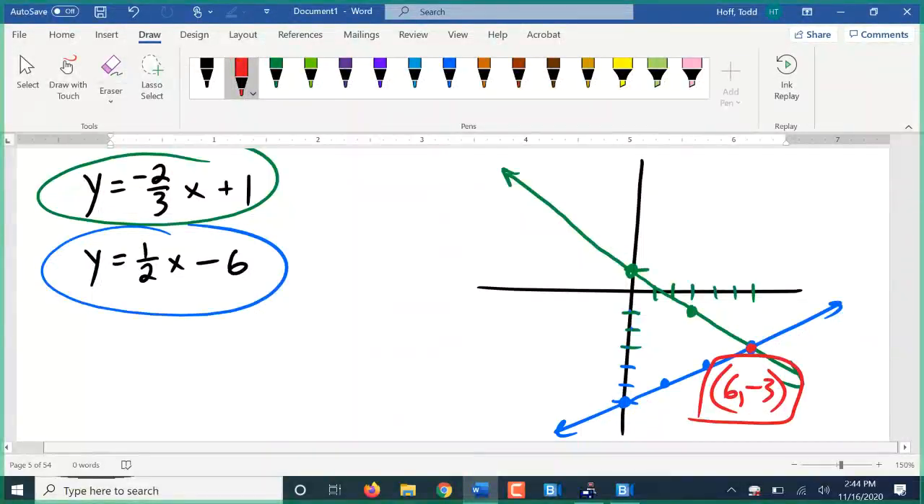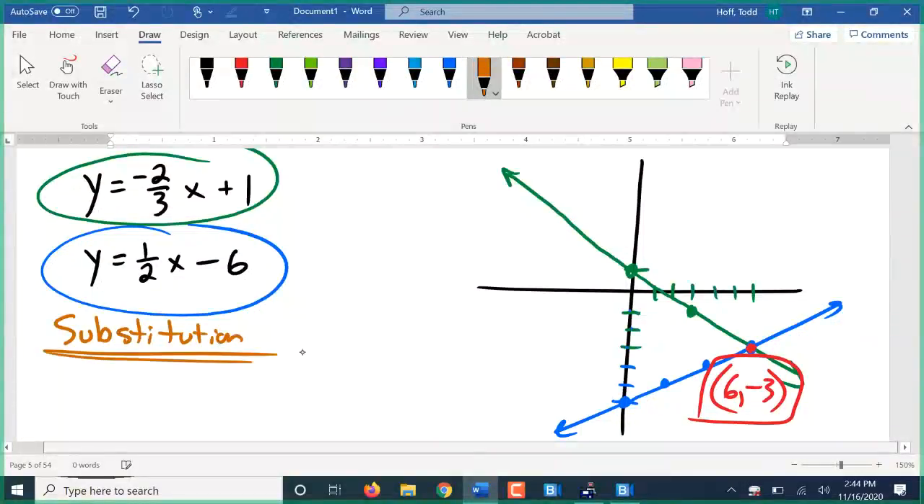One of the algebraic methods of solving it is called substitution. What substitution involves is looking at these equations and realizing that at the solution to this system, this x and this x are going to be the same value. In this case, they were both negative 3. And this y and this y are going to be the same value. In this case, they were both 6.